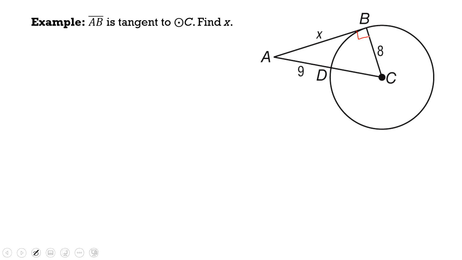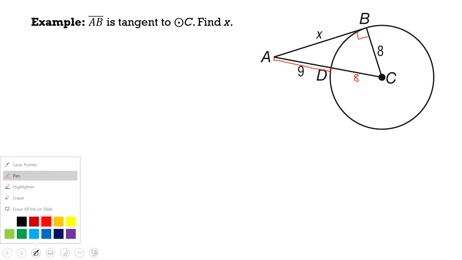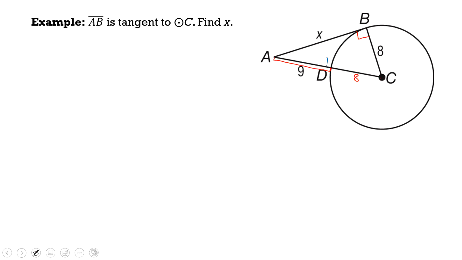What the diagram's telling me is from A to D is 9 units. So I have to figure out what the rest of my hypotenuse is, which we piece together and know that from point C to the edge of the circle, that's my radius again, that's 8. So from A to C is actually 17 whole units. I'm going to write it in blue here. So you can see that this hypotenuse is 17.